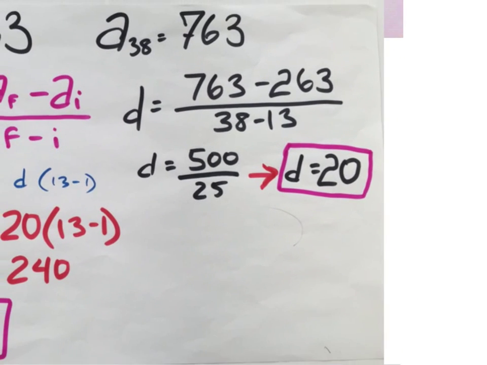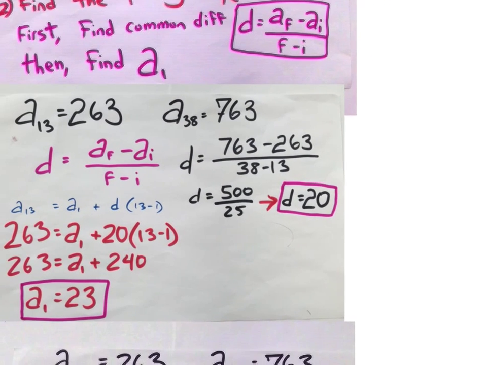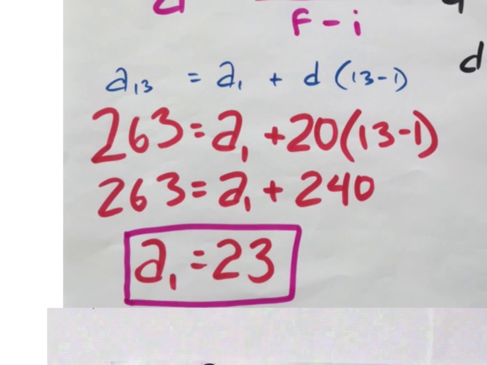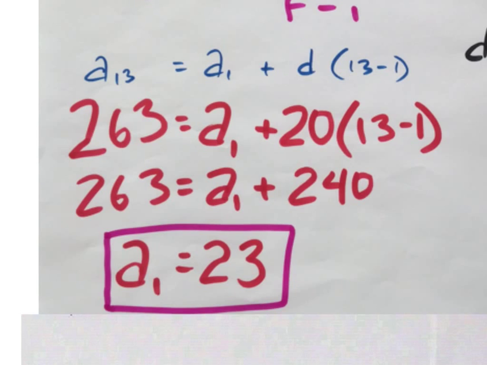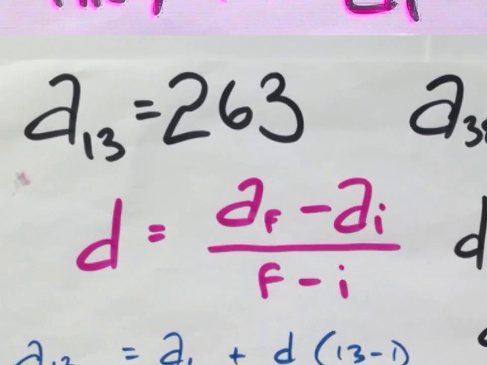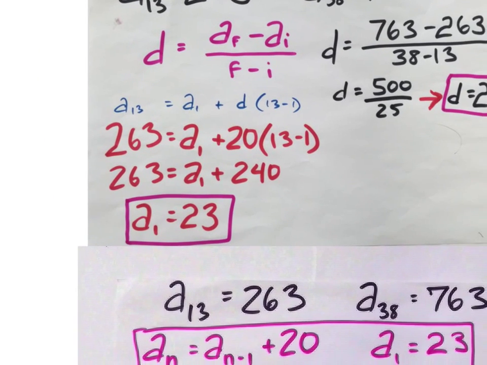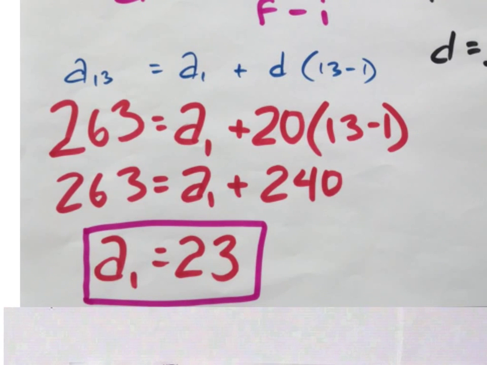So we found that first crucial ingredient. Next, we need to figure out the first term. And we're going to take that new value, right? So we know we've got the difference. And we're going to go back to the explicit equation formula. And we're going to use this first value in the sequence. So we know that a sub 13 equals 263, right? So let's pop that information into the explicit equation formula.